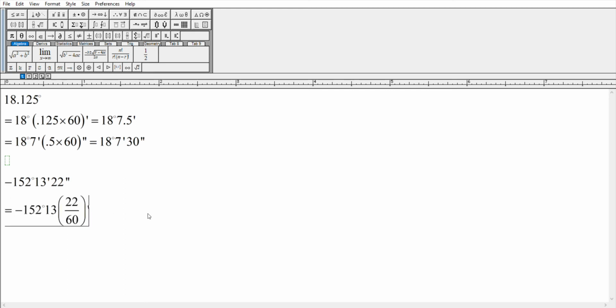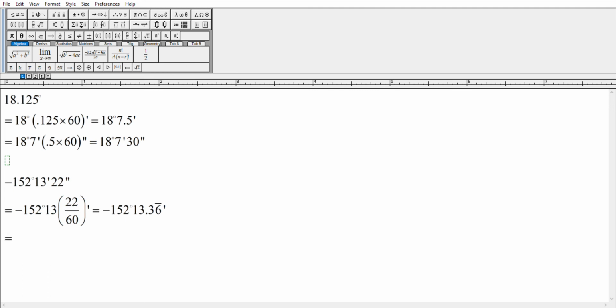I take the 22 seconds and divide it by 60. That gives me the decimal 0.36 repeating. So that's the decimal I create for minutes. So now it's 13.36 repeating minutes. So I keep going.